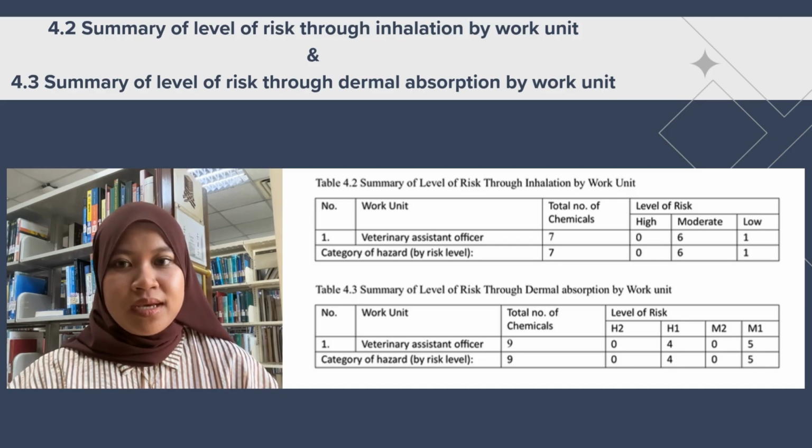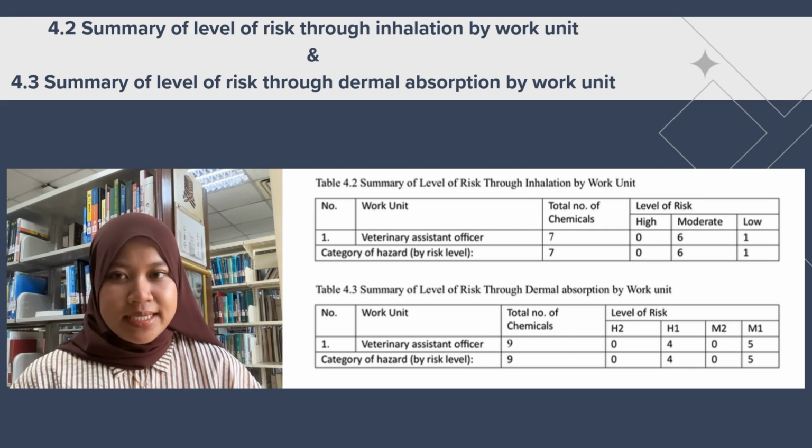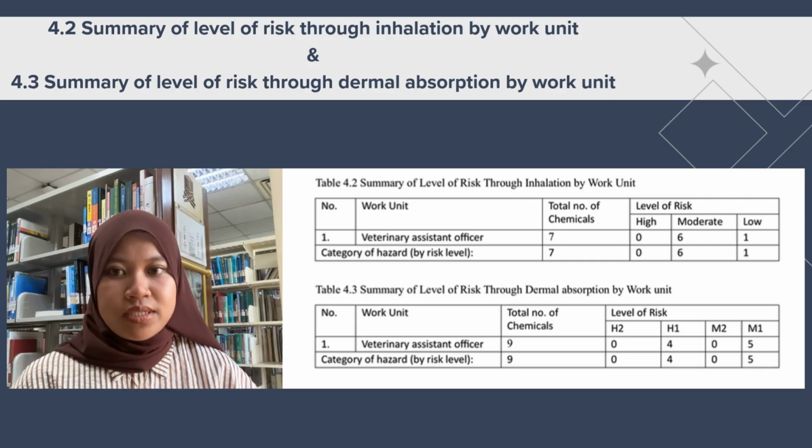However, look at Table 4.3. We analyzed dermal absorption for 9 chemicals, and we found that 4 out of 9 chemicals are in the higher hazard category, and the remaining 5 chemicals are in the lower hazard category. Because nearly half of these substances pose a severe risk to the skin, we identified dermal absorption as the main route of exposure for this assessment.